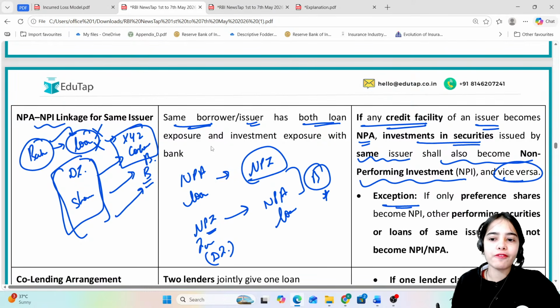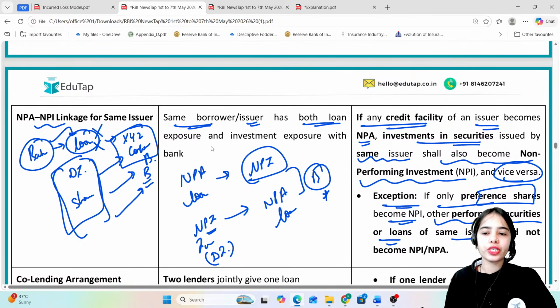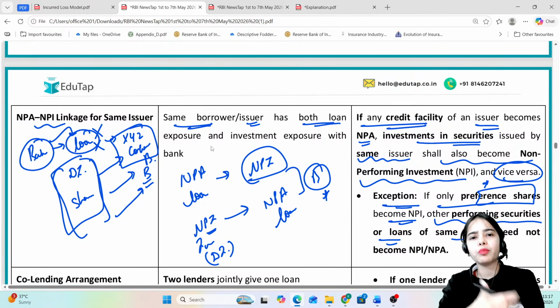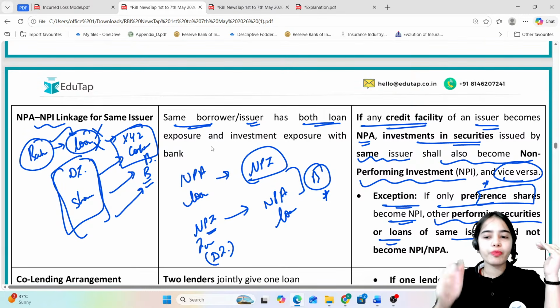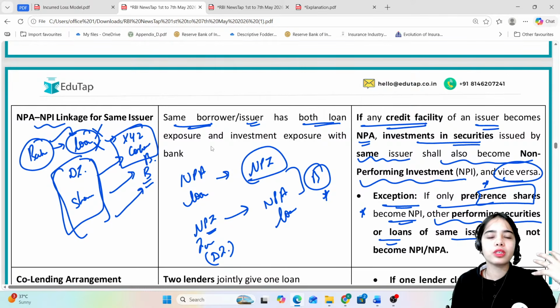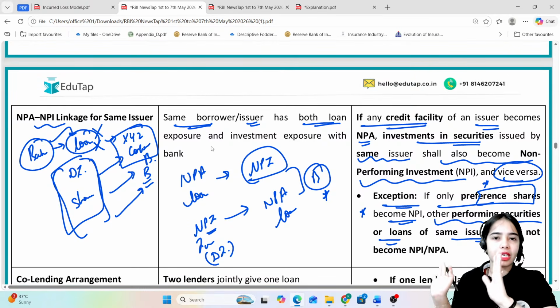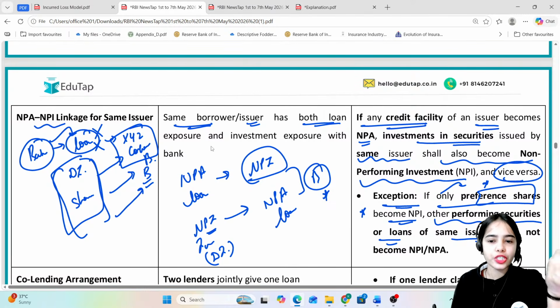Okay. The exception is if only preference shares become NPI, other performing securities or loans of the same issuer need not become NPI or NPA. In the case of preference shares, what happens? Sometimes for a quarter or for a year, the bank is not able to get the profit, so it may not be able to give the dividends. So if preference shares become NPI, it might be that the company is working efficiently, but still is not able to show the profits. So if only preference shares become NPI, other performing securities or loans will not be considered NPA or NPI.